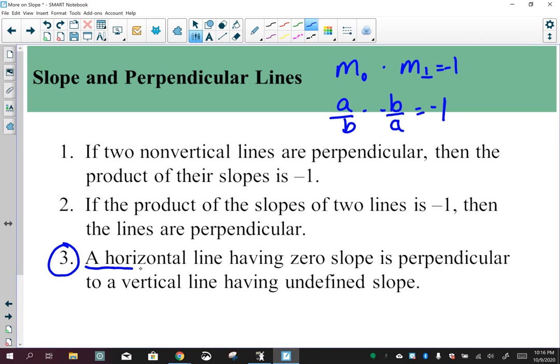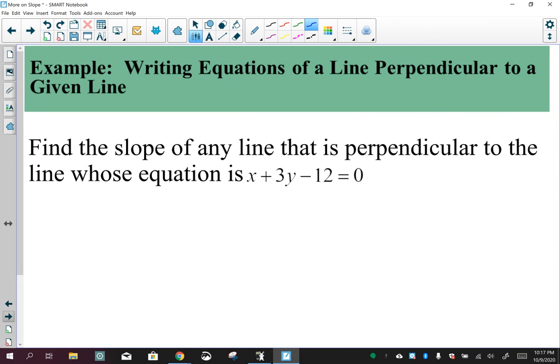Number 3 is the big one here. If you have a horizontal line, its perpendicular is the vertical line. If you have a horizontal line, the only thing that's going to be perpendicular to that will be the vertical line. Okay? Let's take a look here.